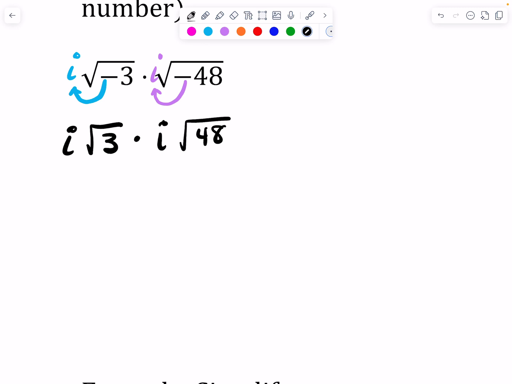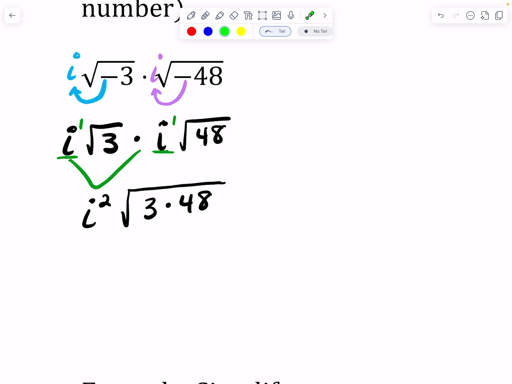And then we're going to multiply the parts that match. So i times i will give us i squared. Remember, this is i to the first and i to the first. They're matching bases. So we are going to add those exponents. That's where we get this 2 from. Then we're going to take what's under the radical and we're going to write it together.